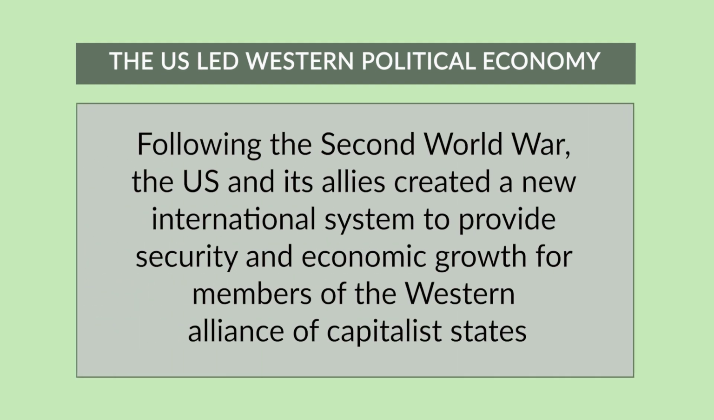Now, following the Second World War, US and its allies created a new international system to provide security and economic growth to its allies and partners and members of the Western Alliance of capitalist countries. Now, US and its allies drew their lessons from the 1930s and the 1940s economic collapse, and US provided a security umbrella to its allies, and new international institutions were created to foster democracy, economic growth, and security.